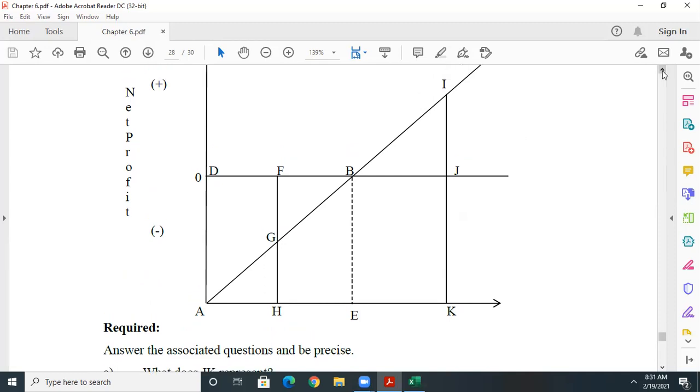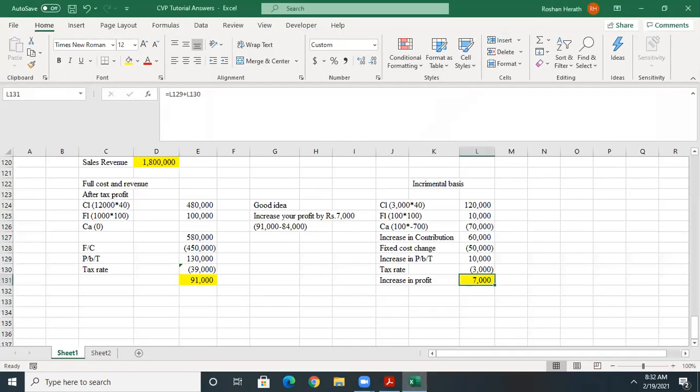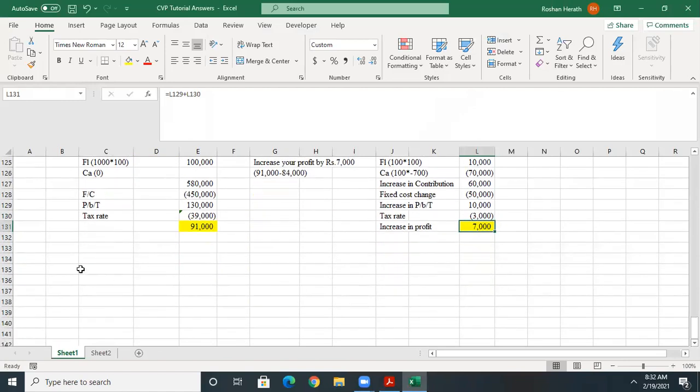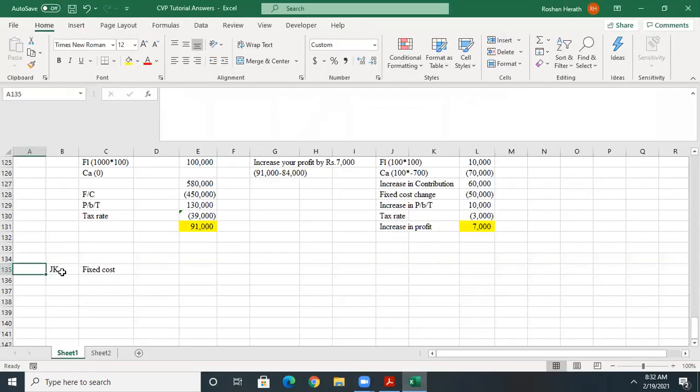In a profit chart, if you take the profit chart like this, you would have drawn a profit chart in the class or the lecture. So what is this JK? It is simply your fixed cost, right? So the JK represents fixed cost. That's what we want, the fixed cost. So the first part A, the answer is fixed cost.